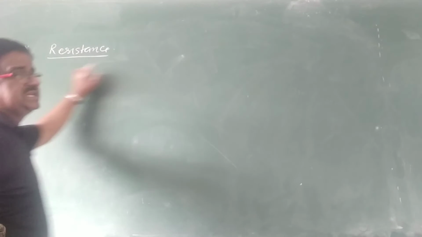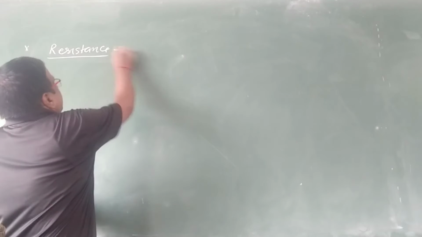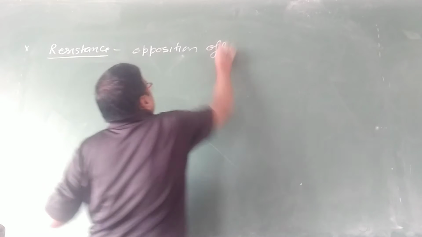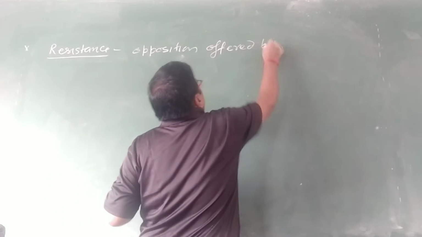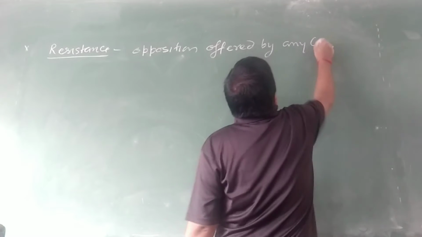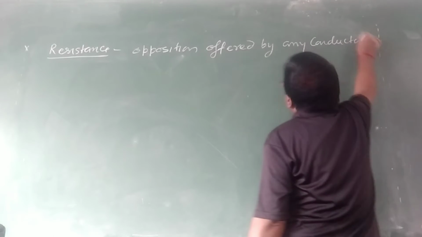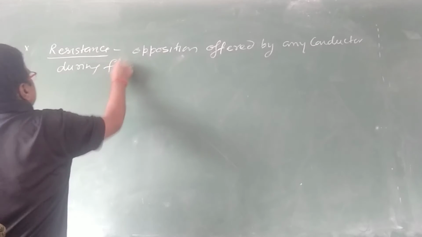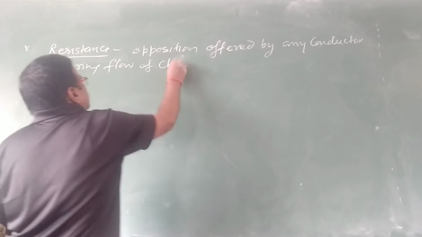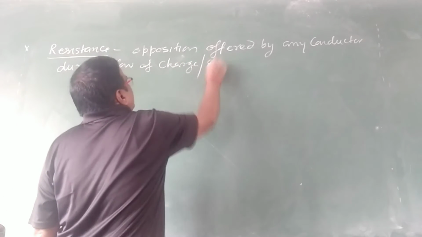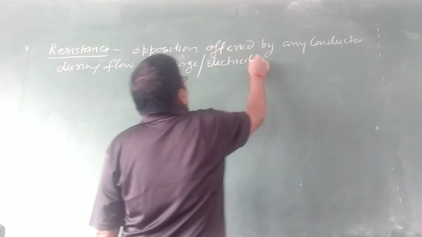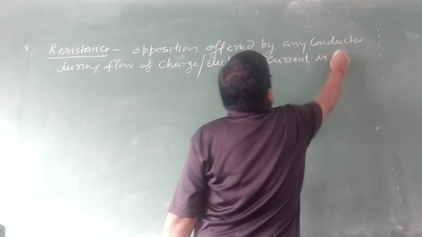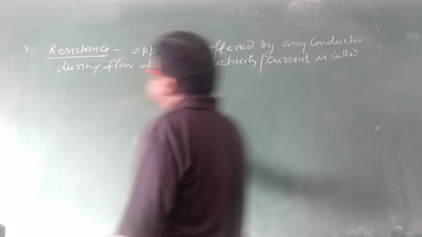So resistance is nothing but the opposition offered by any conductor during flow of charge. You may say flow of charge, flow of electricity, flow of current. This is called resistance.